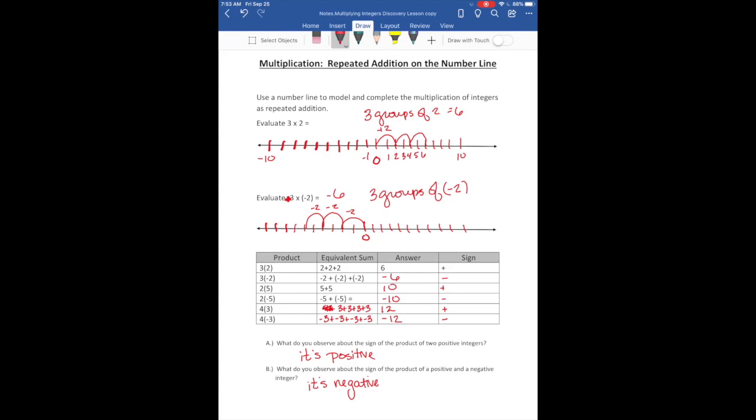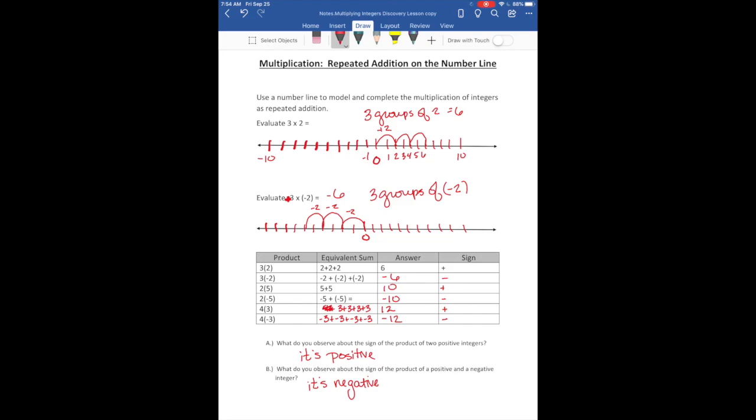The first thing that you should have done this morning was complete the discovery activity where you were using a number line to model multiplication of integers. The first one says evaluate 3 times 2. We always do these modeling ideas with problems that we already know the answer to. So we know that 3 times 2 is 6. Because we're not worrying about that in our brain, we can think about how we model it.